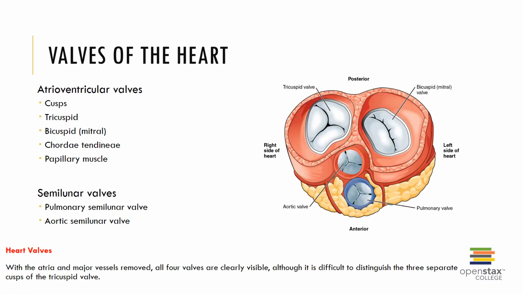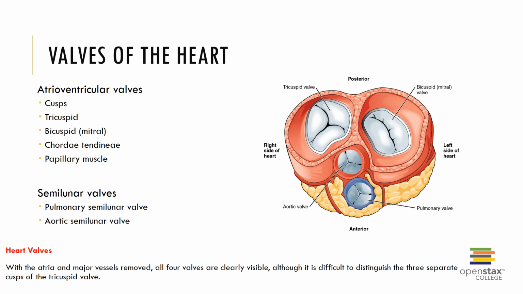Now the valves of the heart are shown here. The atrioventricular valves, also called the AV valves, separate each atrium from its corresponding ventricle. The free edge of each valve consists of two or more flaps called cusps. The cusps are in turn attached to tendinous connective tissue fibers called chordae tendineae. These fibers originate at conical muscular projections called papillary muscles.